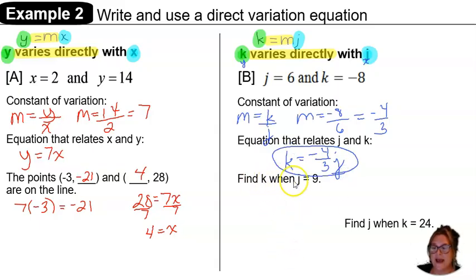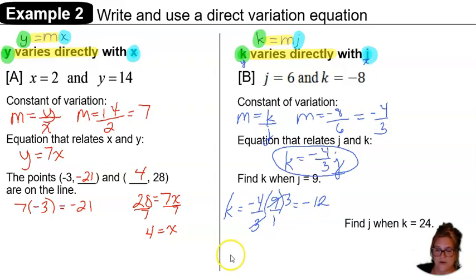If we want to find k when j is equal to 9, then we're going to substitute 9 for the j. So that's a 9 over 1. 3 goes into 9 3 times. -4 times 3 is -12. And so k is equal to -12 when j is equal to 9.